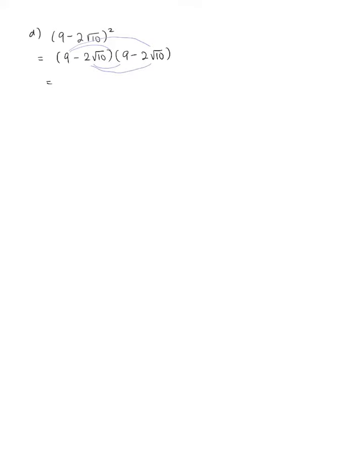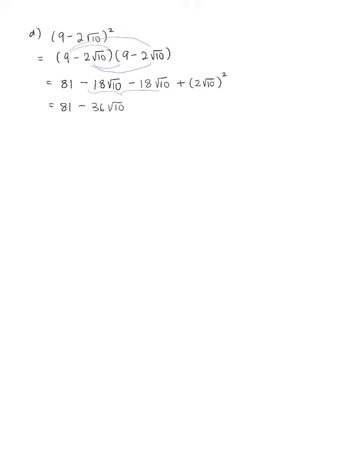So the first term is going to be 9 times 9, 81. And then the next sign is going to be minus, 9 times 2, 18, square root of 10. And the inner term is going to be minus 18 square root of 10. And the last one is going to be plus 2 square root of 10 whole thing squared. Okay, so now let's take a look at 81, and I think we can combine these two. Yes, negative 18 minus 18, what is that? Negative 36.